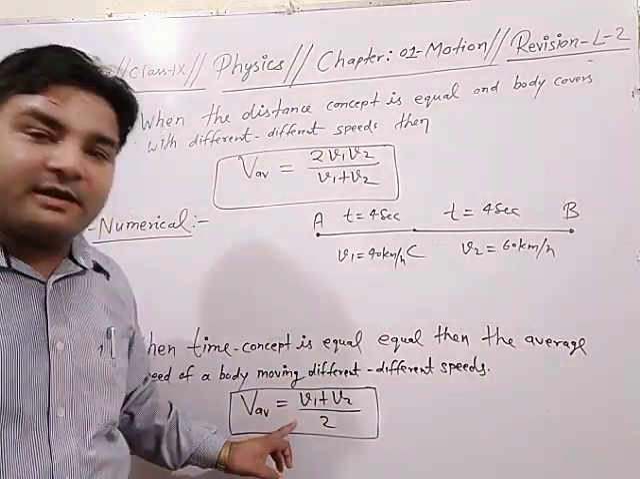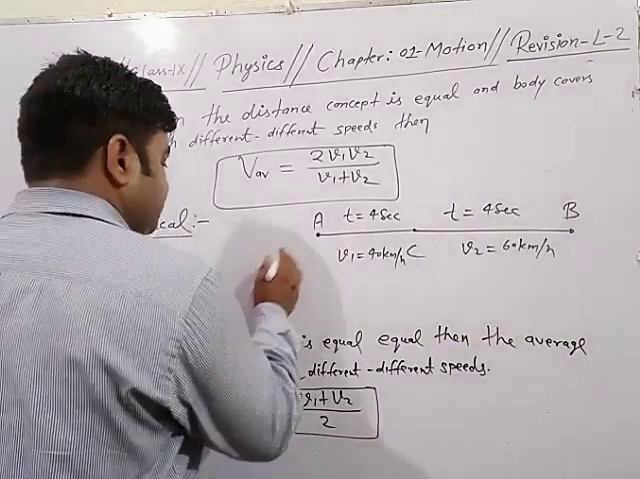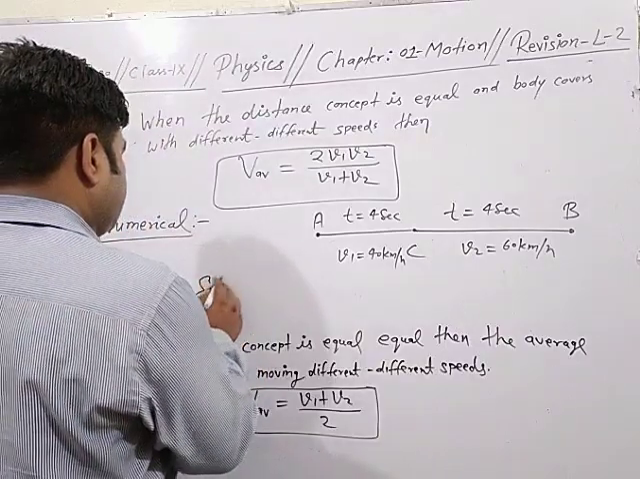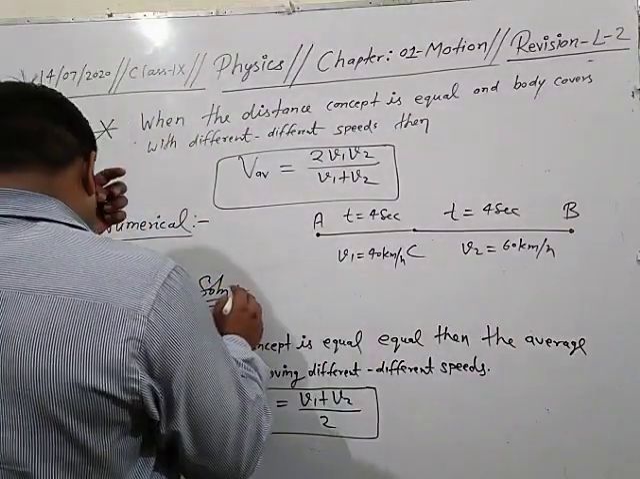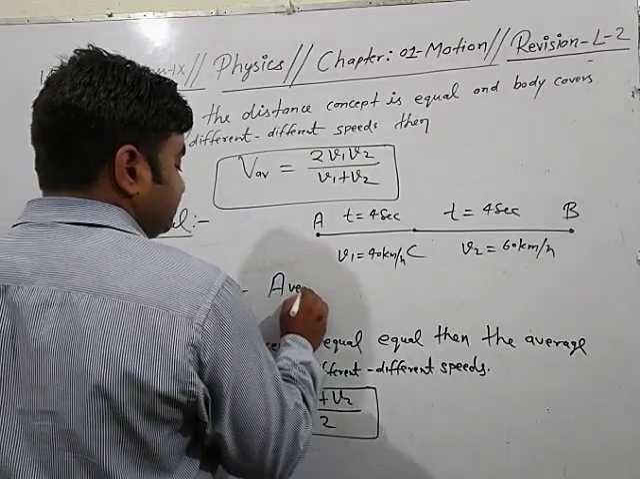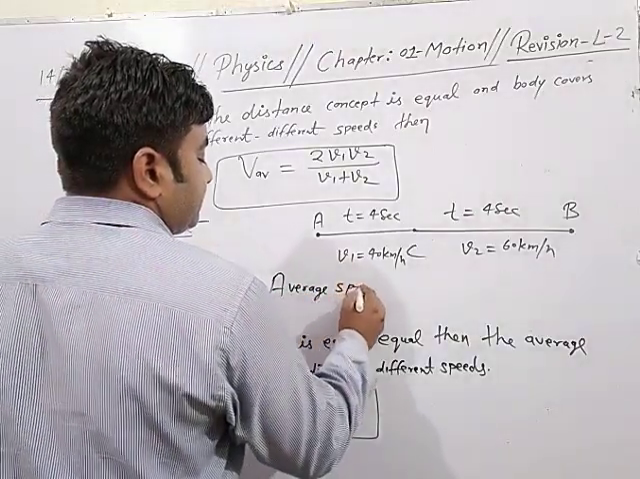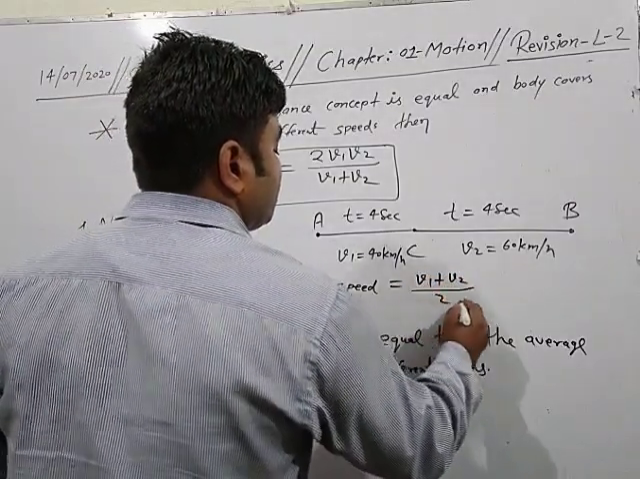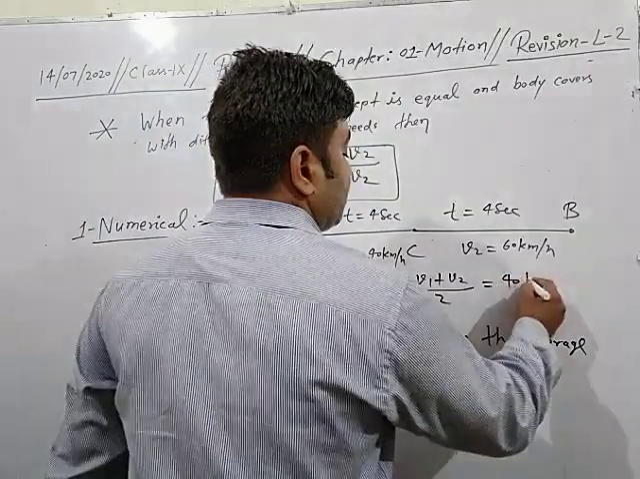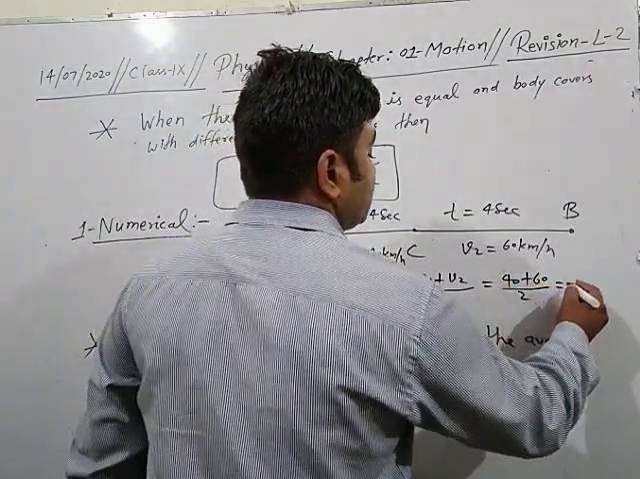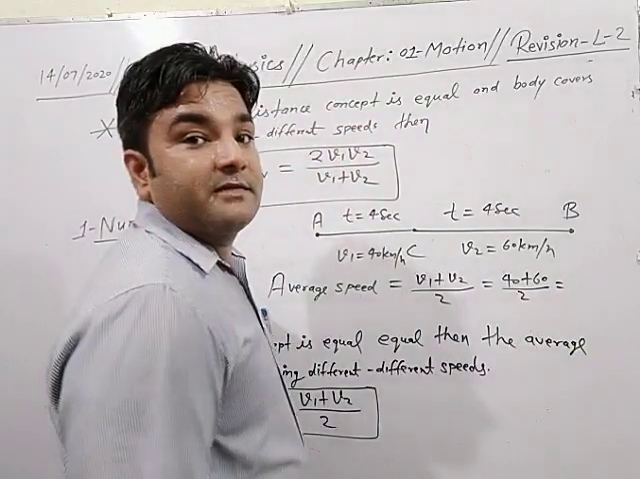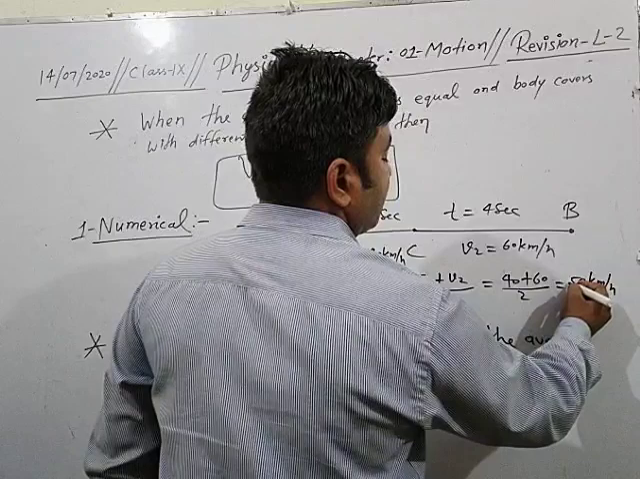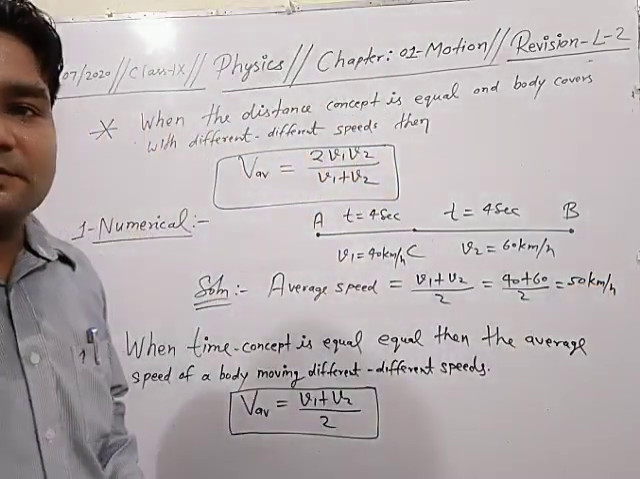Then average speed by using this formula. Suppose in this question you have to calculate average speed, then average speed is equal to, very simple, v1 plus v2 upon 2, that is equal to 40 plus 60 upon 2, which is 100 upon 2, that is 50 km per hour. Simple solution.